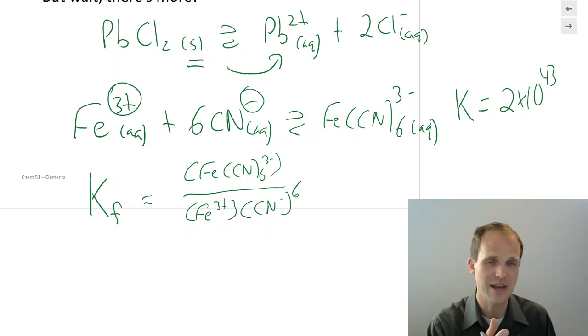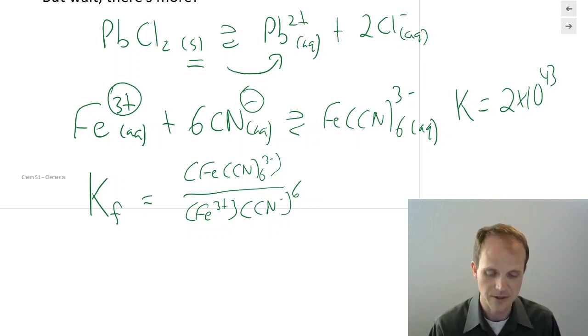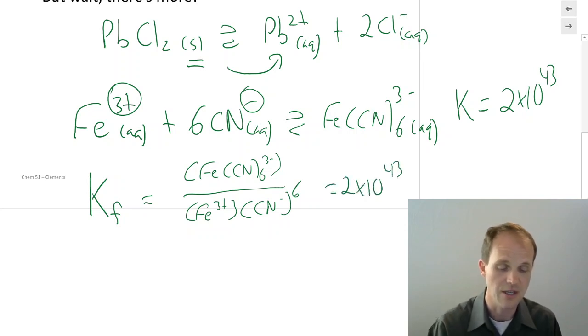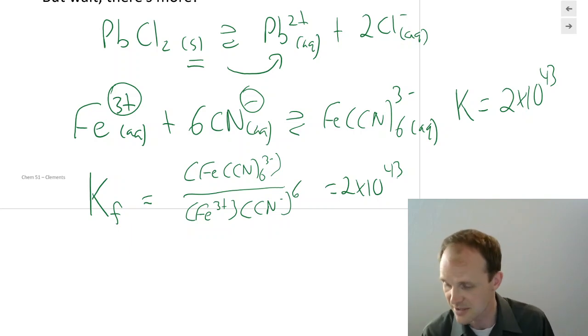Little tricky to keep track of, but you got to keep track of the fact that you have kind of different things going on in those two, even though they're somewhat similar because it's a metal attaching to a bunch of non-metal pieces. So we call it complex ion formation constant. And again, this one is huge. It's 2 × 10^43. And so what we're going to do is we're going to do a situation where we try to put this together and figure out what's going to happen in solution.